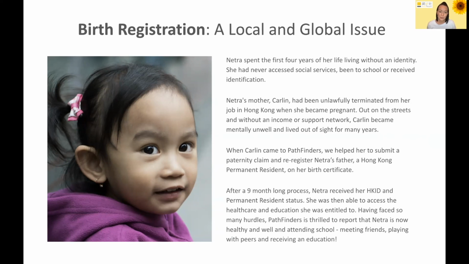With PathFinders' support, Netra was able to ensure her father, a Hong Kong PR resident, was listed on her birth certificate. This enabled her to also receive a Hong Kong ID and permanent resident status. She was then able to access the healthcare and education she was entitled to.